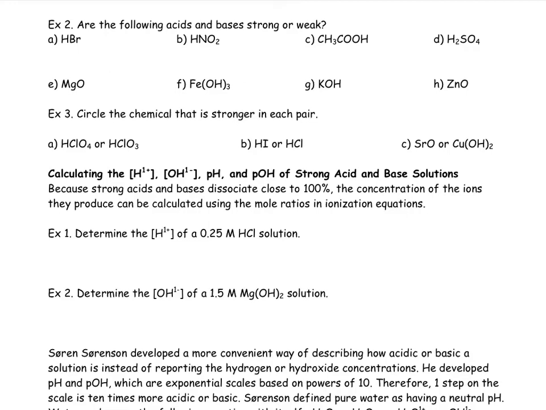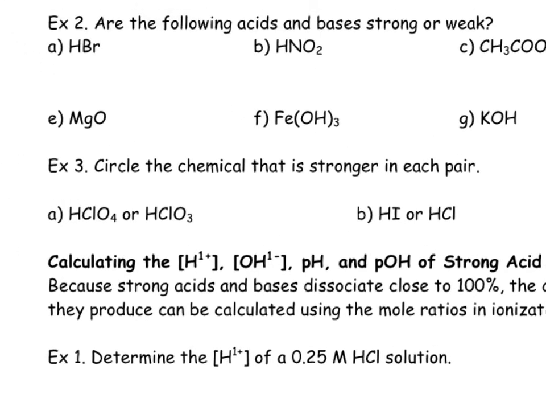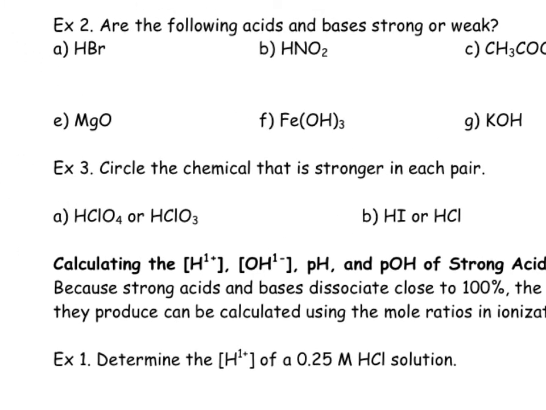Here are the answers for example 2 and example 3. HBr is a strong acid following rule number 1. Bromine is a halogen. Molecule number B is a weak acid following rule number 2. It is an oxyacid, but it does not have enough oxygens to be strong.